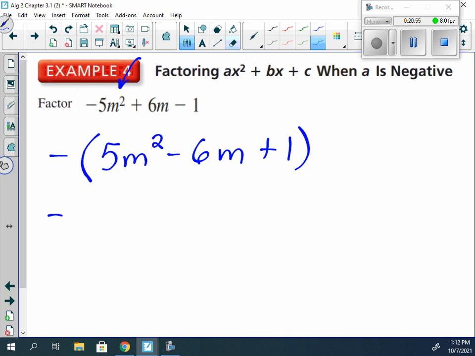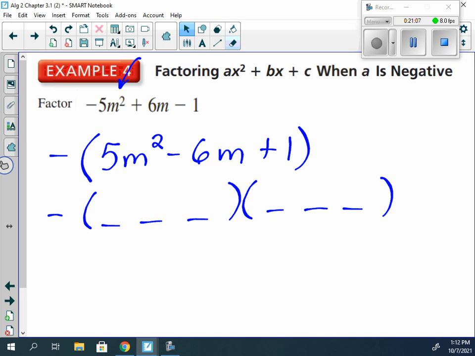Now, our next step, guys, is going to be our 2 sets of parentheses with 3 spaces. So we look at the third term, and here it's positive, so the signs are the same, and they match the sign of the middle term, which is negative, so they're both going to be negative.